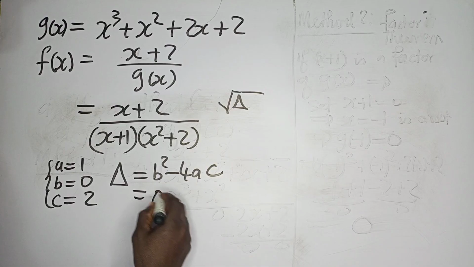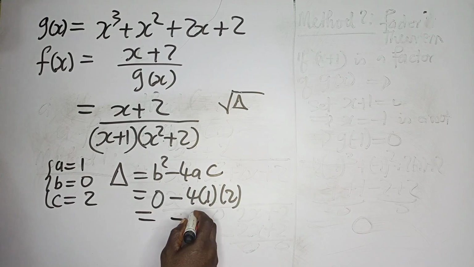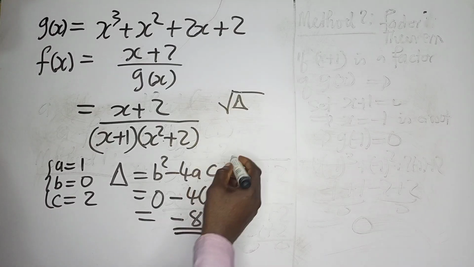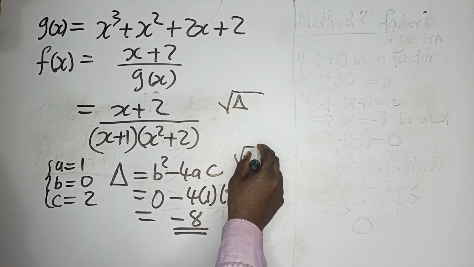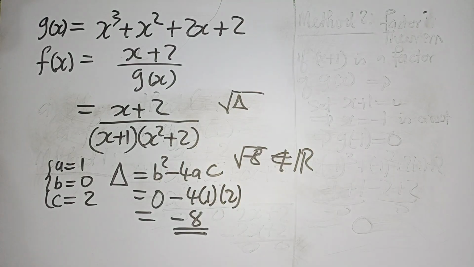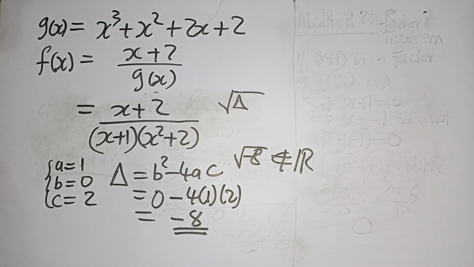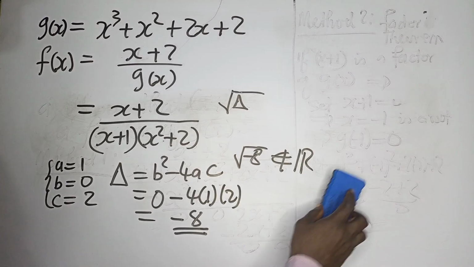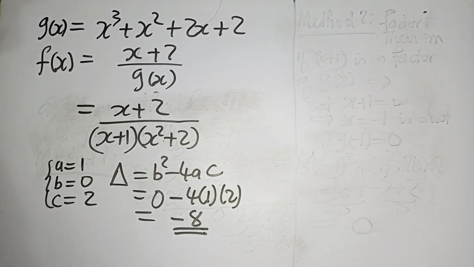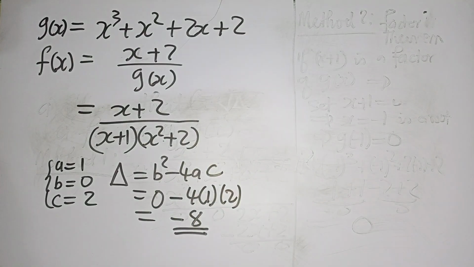b squared is 0 minus 4 into a into 2. This gives us -8. So the discriminant is negative. The square root of -8 is not a real number, so we don't have real roots. So this quadratic expression is not reducible in the field of real numbers. So what therefore is the method now to express this as partial fractions?